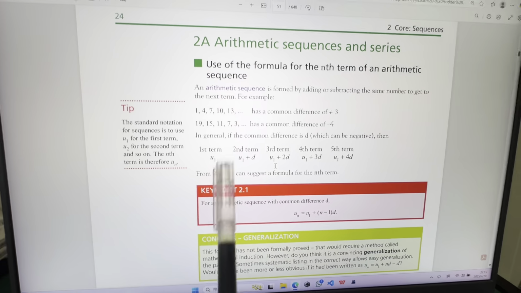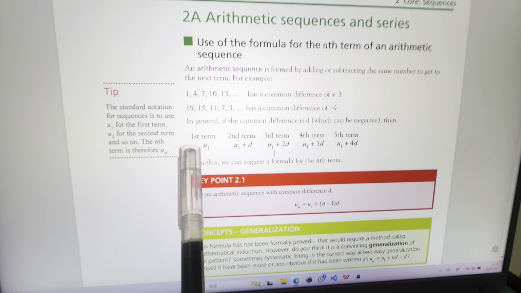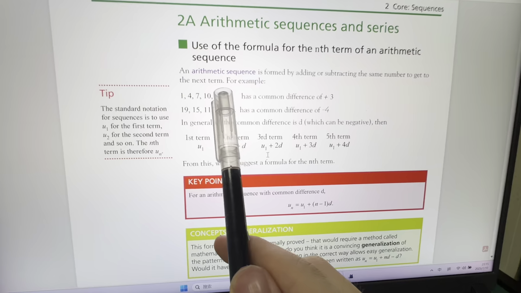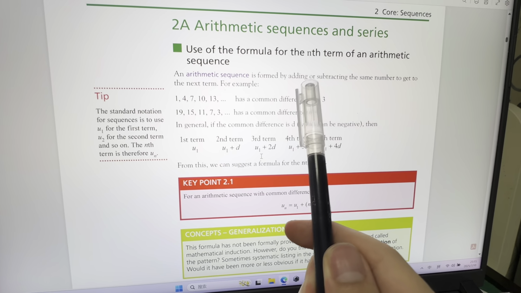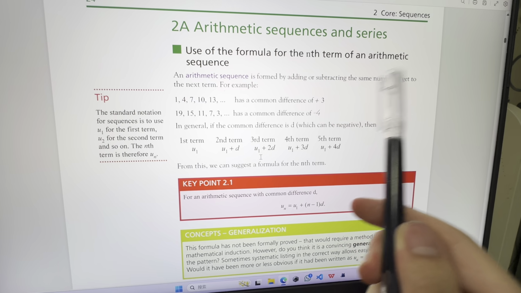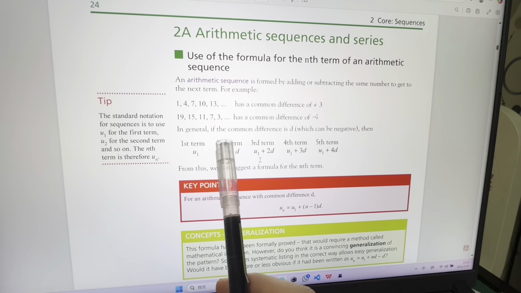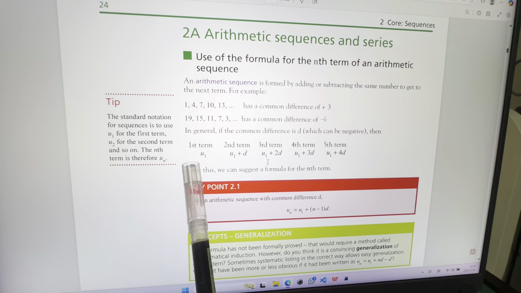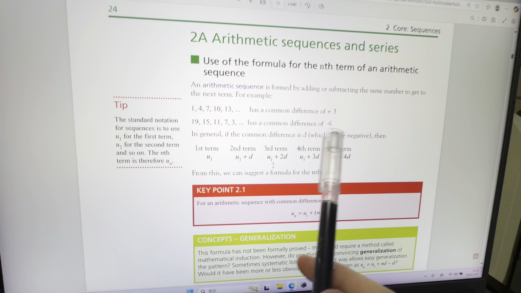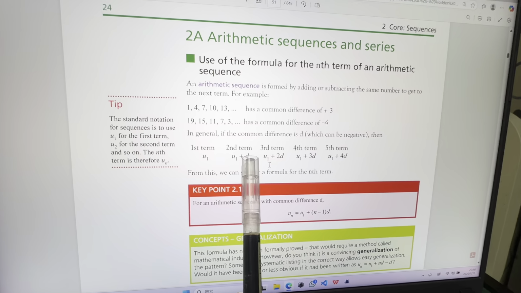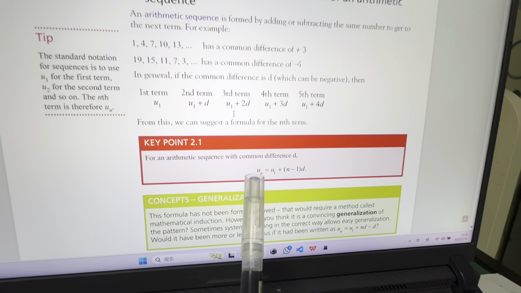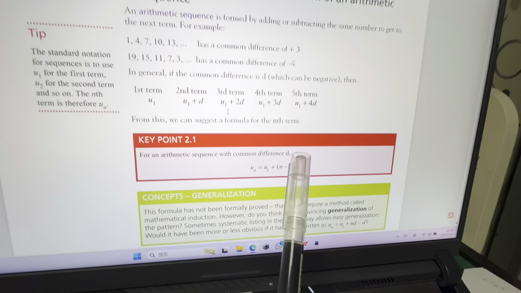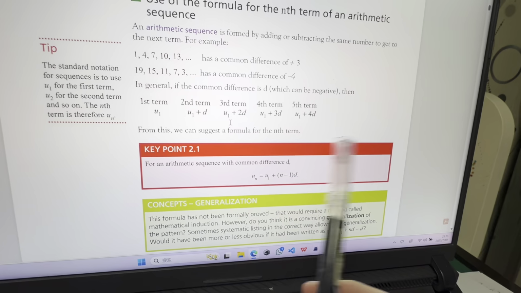So if we write the first term as U1, then the second term, according to the sentence here, is formed by adding or subtracting the same number to get to the next term. So to get the second term, we use the first term plus the common difference, which is D. And here's the formula: for an arithmetic sequence with common difference D, we have Un equals U1 plus (n minus 1), the whole thing times D.